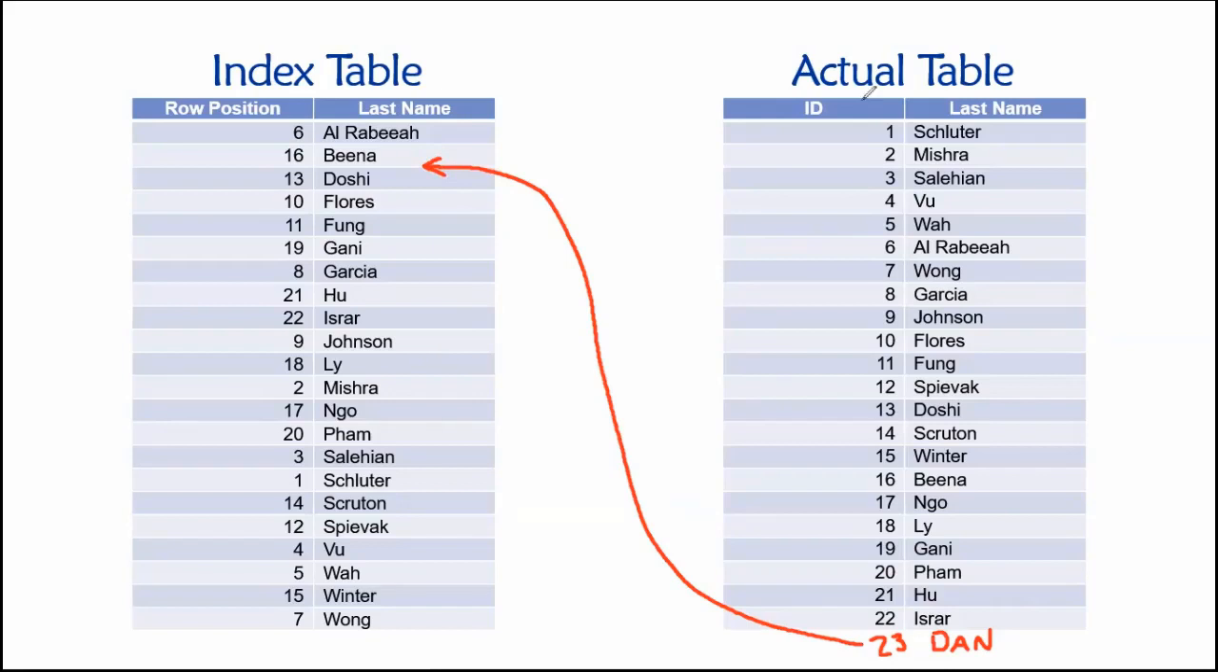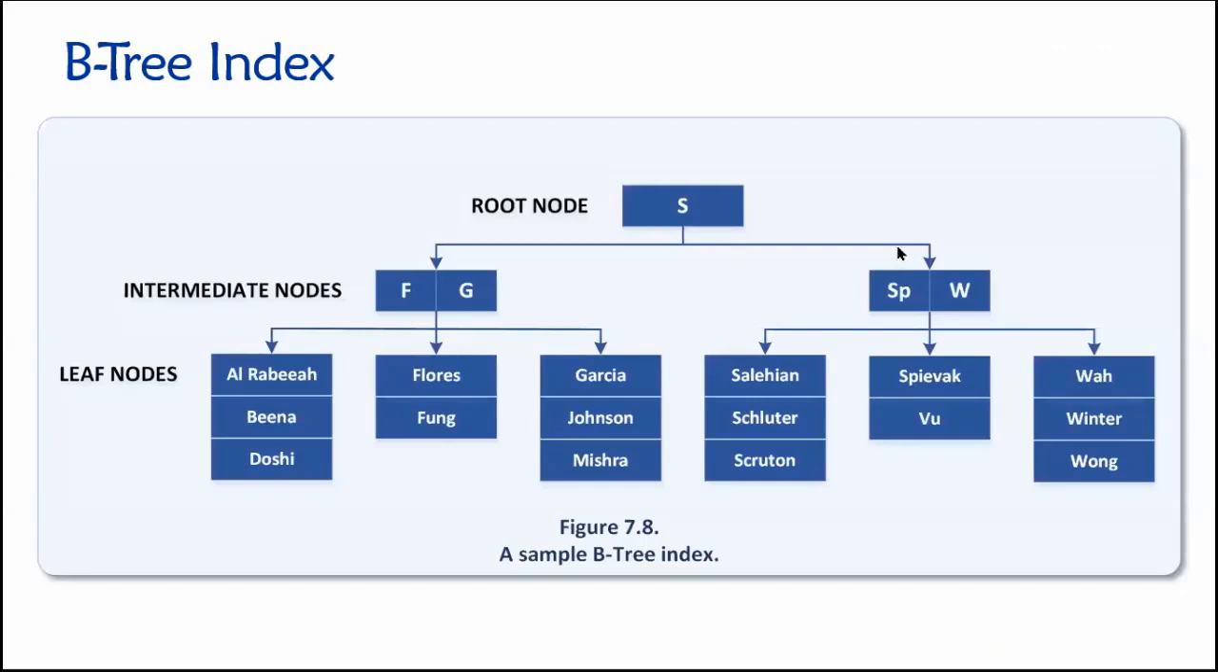But what we can do with our BTree is we can use exactly the same strategy to figure out very quickly where the new row needs to be inserted.